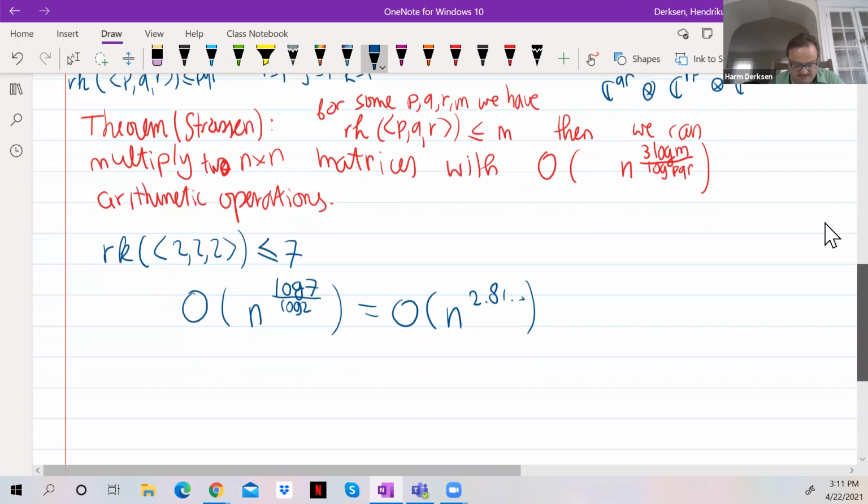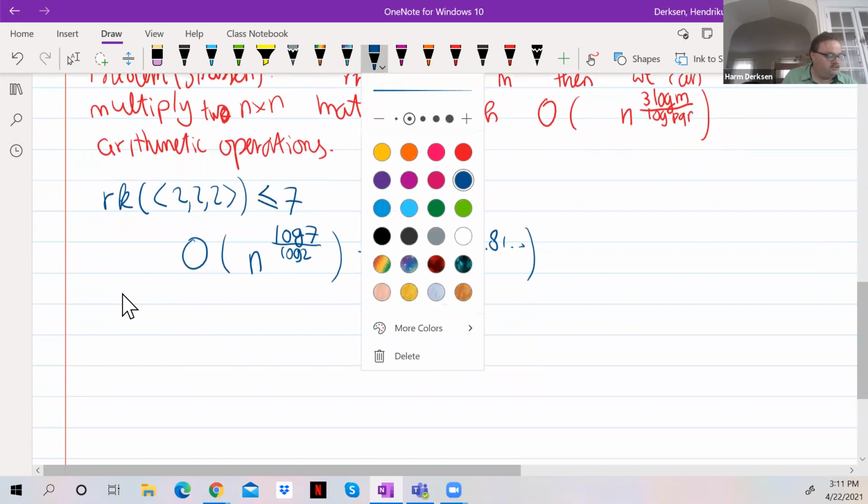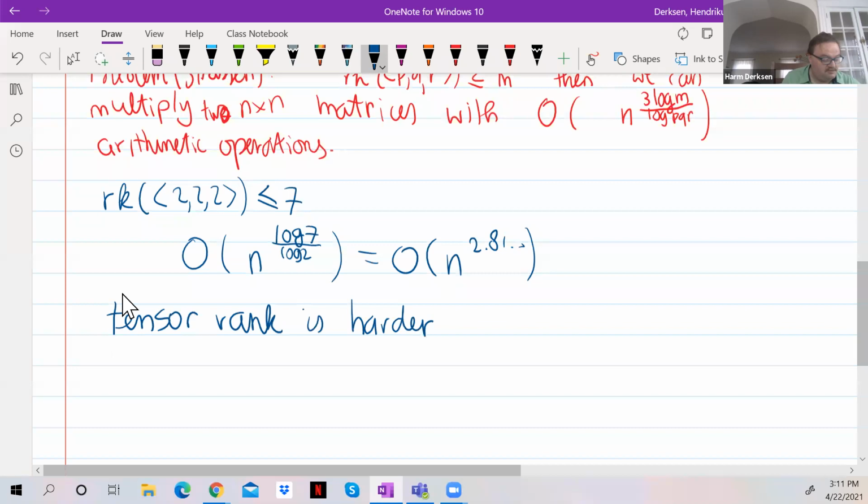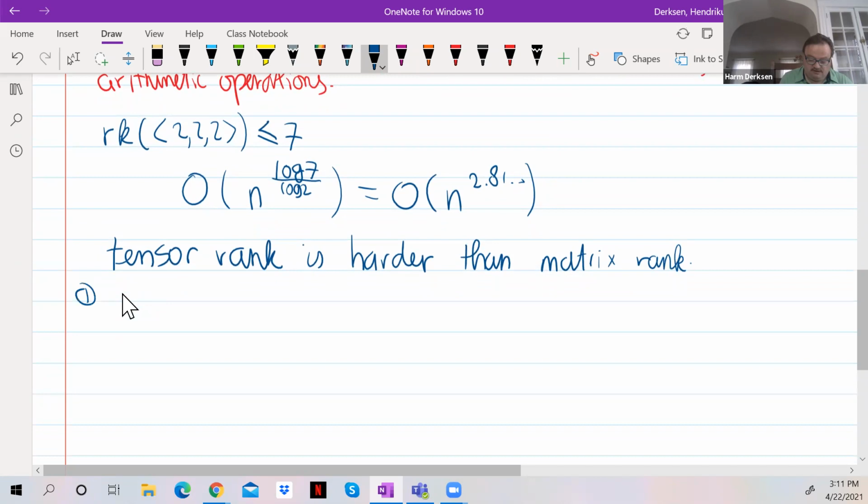So as I mentioned earlier, the tensor rank is harder or more complicated than matrix rank. But in these applications, and the many applications of tensors, it's still worthwhile to study it.